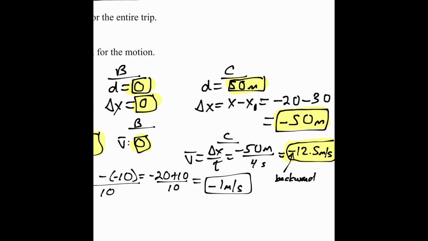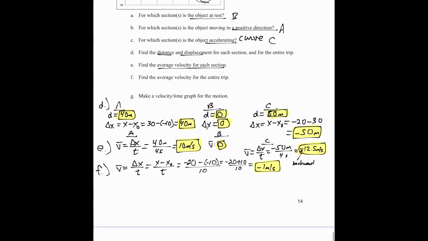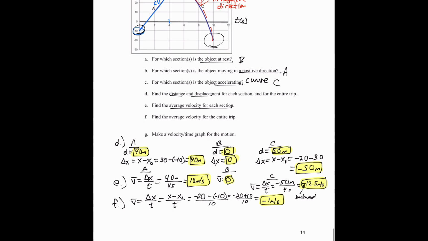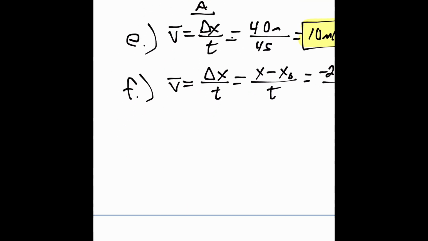Meaning overall you're going at a speed of 1 meter per second if you averaged it out, but overall you're tending to go more to the negative direction than the positive direction, hence the negative in there. All right, and then finally we're going to make a velocity time graph for the motion. Now here's how we'll do that. Part G. We're gonna make a graph.